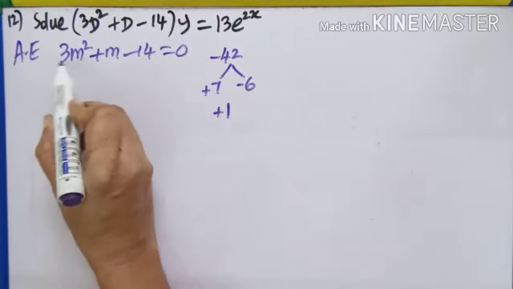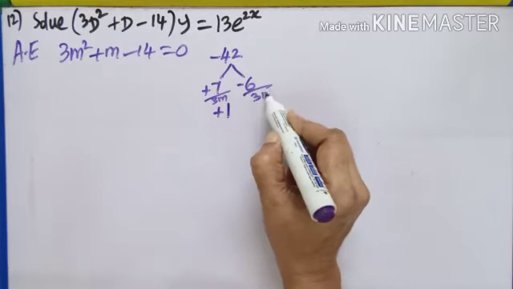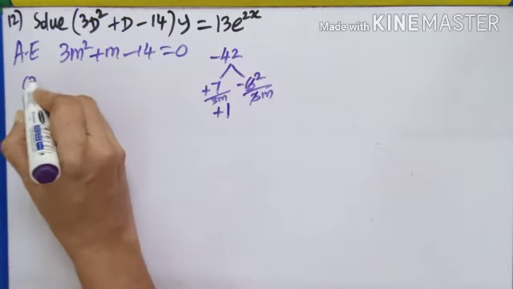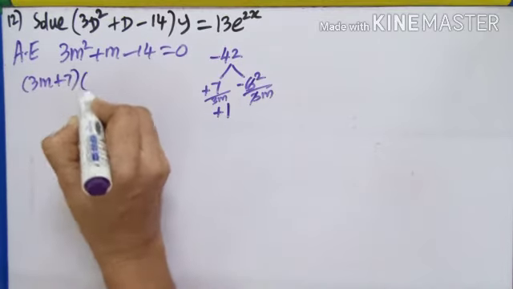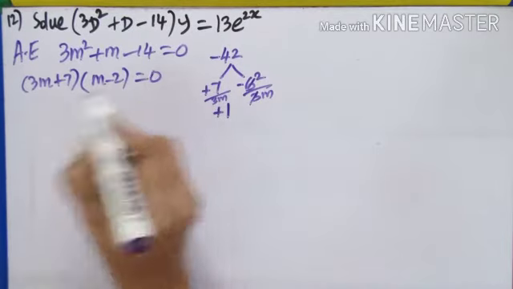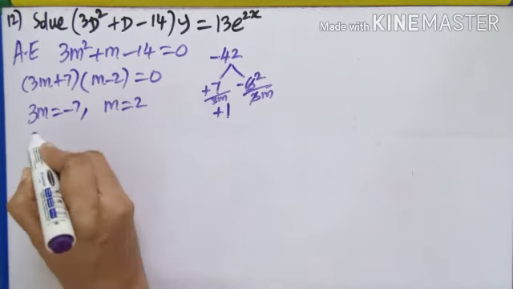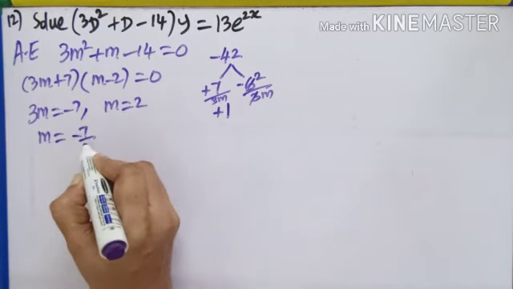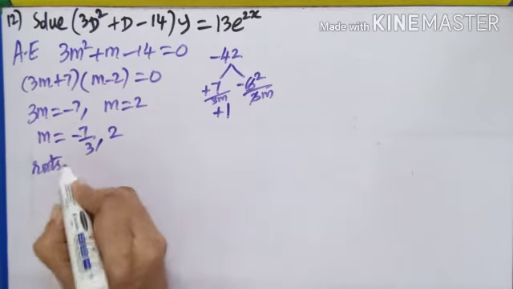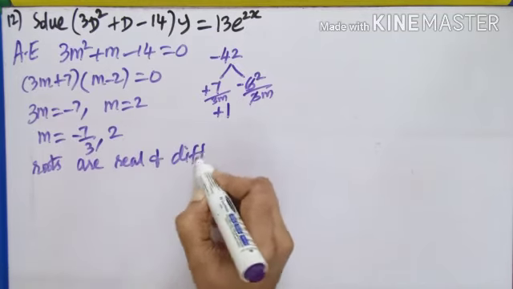The first number being 3m², divide by 3m and 3m, I can cancel. So it is (3m + 7) and (m − 2) equals 0. Or I get 3m is −7, m is equal to 2. m equals −7/3, and the other answer is 2. So we can declare the roots are real and different.